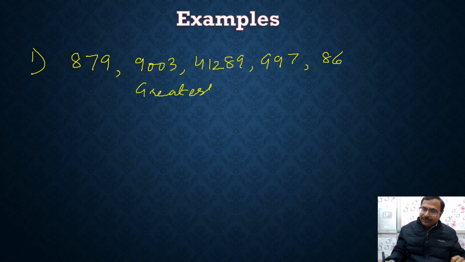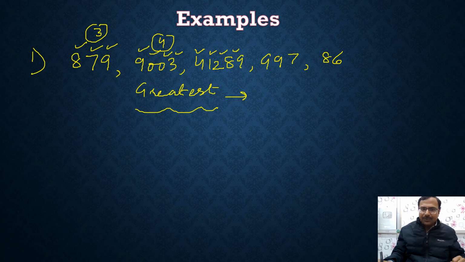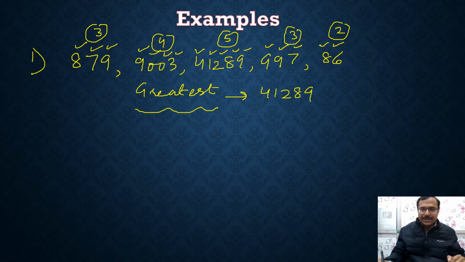Now, I told you the first step. The first step is to count the number of digits. 1, 2, 3 digits here. 1, 2, 3, 4 digits here. 1, 2, 3, 4, 5 digits here. 1, 2, 3 digits here and 2 digits here. So the greatest one will have the most number of digits, right? So obviously 5 digits, 41289 has to be the greatest.